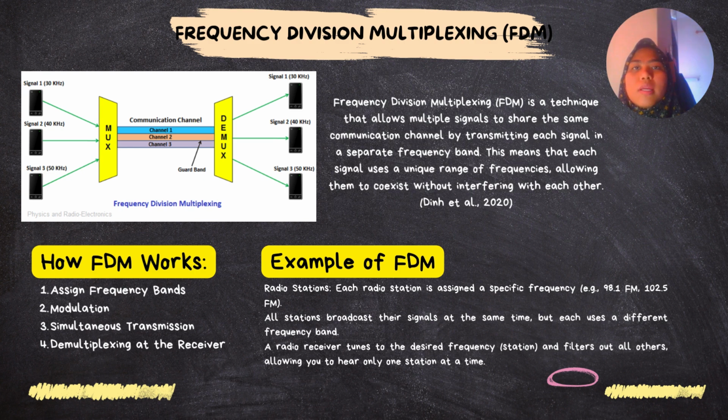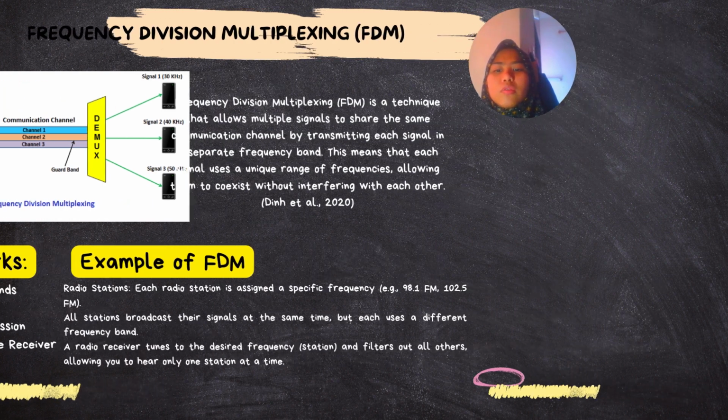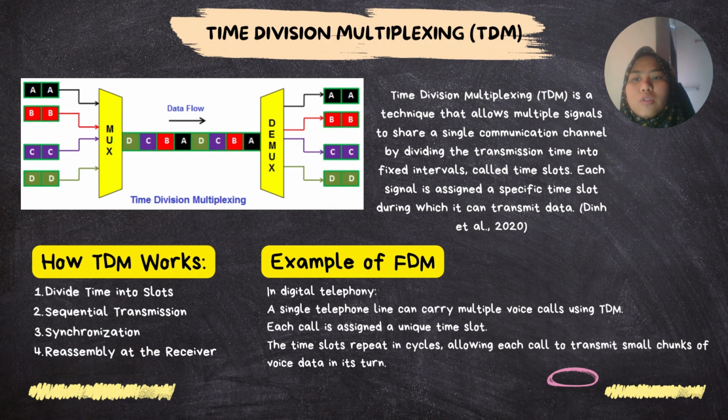So FDM is widely used in applications like radio broadcasting and television transmissions because it allows multiple signals to be sent simultaneously without interfering with one another, making efficient use of the channel. Next is TDM, time division multiplexing, a technique that allows multiple signals to share a single communication channel by dividing the transmission time into fixed intervals called time slots. Each signal is assigned a specific time slot to transmit its data one at a time.